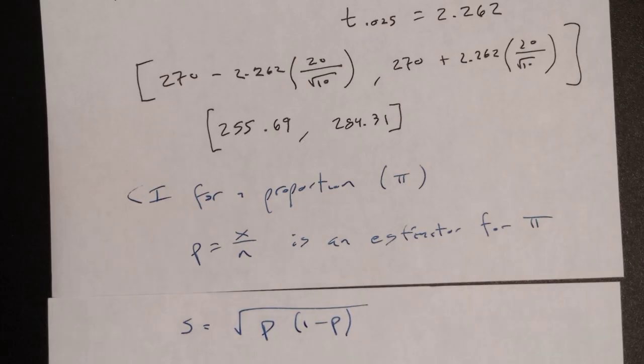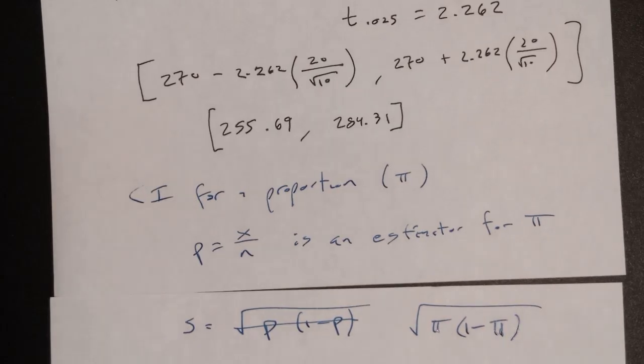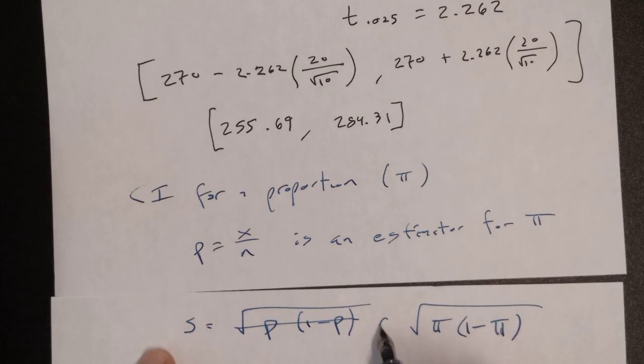But now I'm looking at the population, right? So wait, I don't want to use P. I want to use pi. 1 minus pi. But that's my standard deviation. And if this is population, that won't be S, that'll be sigma, won't it? That's for the population. I can use a known population standard deviation.